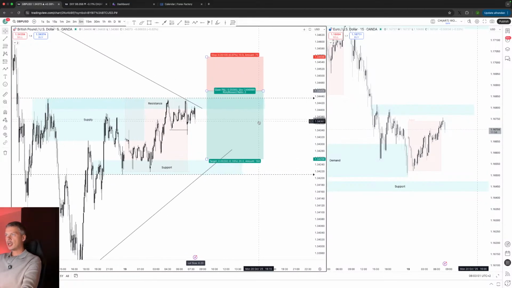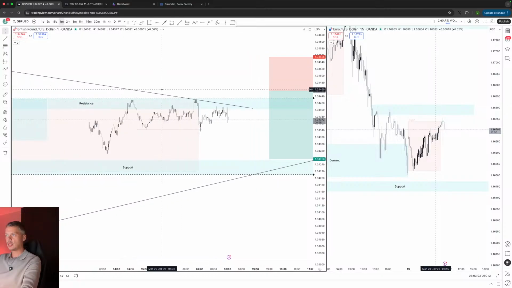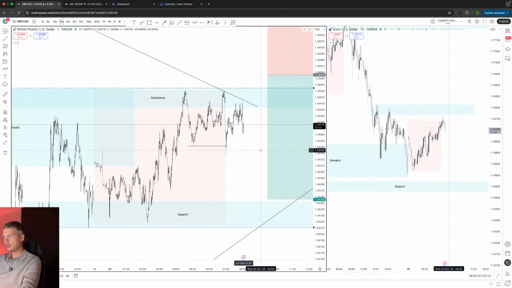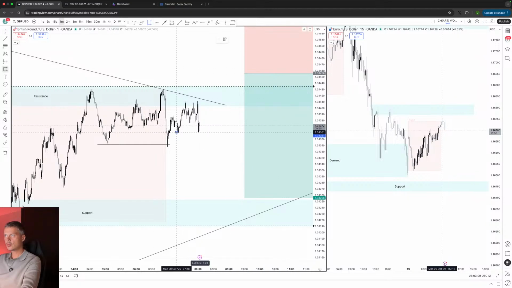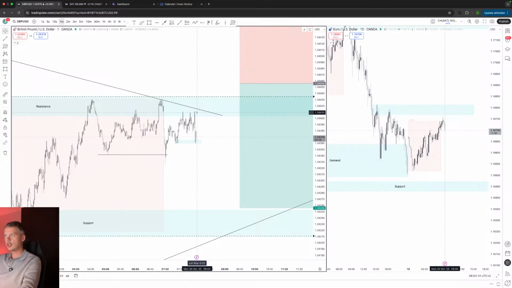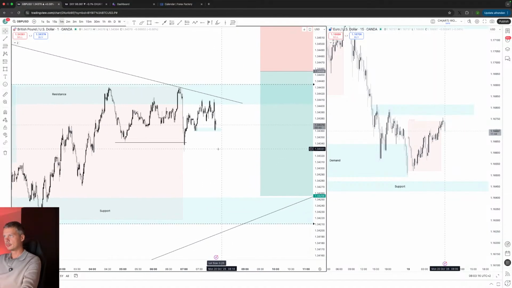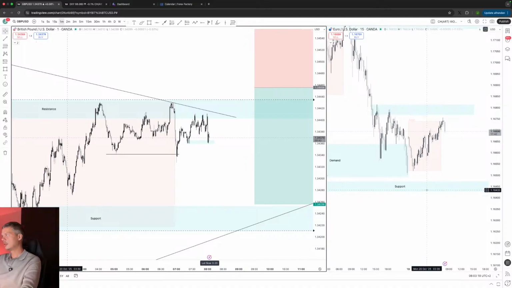Let's see what the market has to offer. 1 minute price action. What can we see? Internal liquidity build up over here as well. Small little area of support. Small little area of resistance. Let the market do its thing.